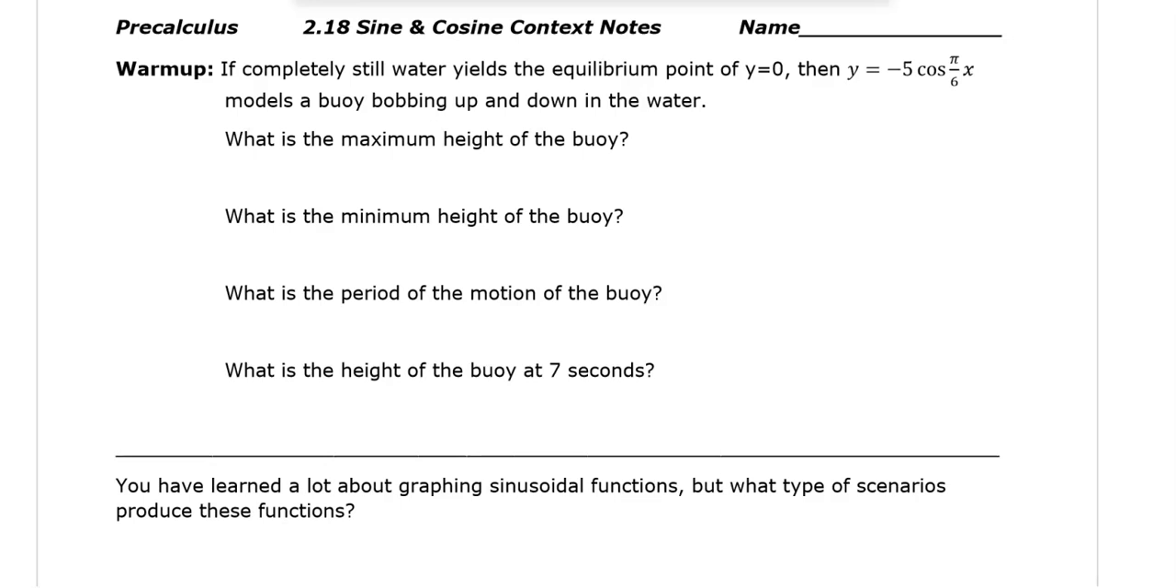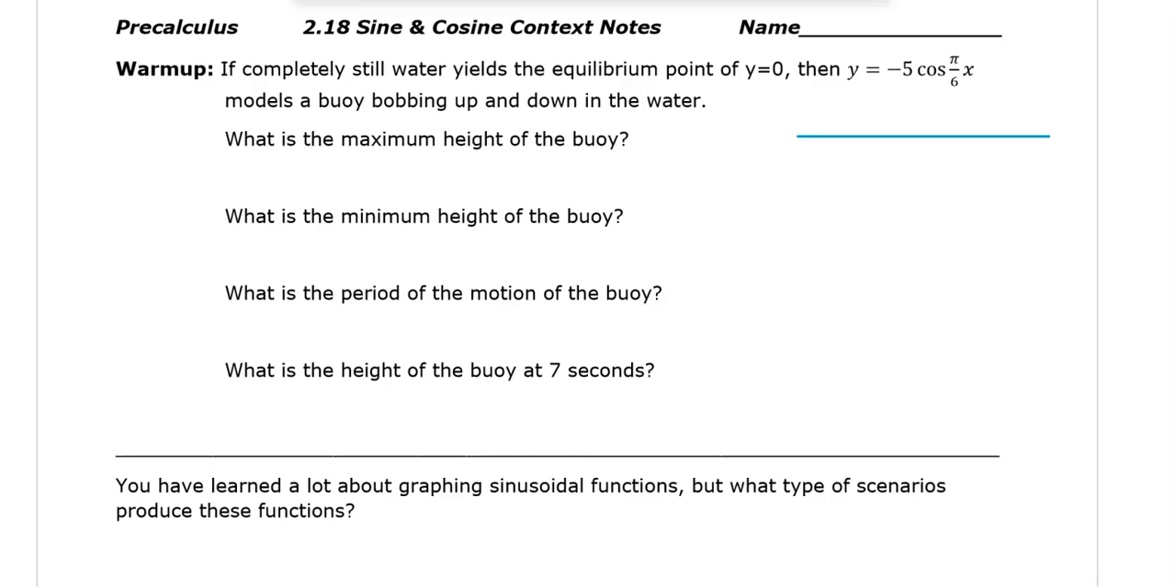If completely still water yields the equilibrium point of y equals 0, then y equals -5 cosine pi over 6x models a buoy bobbing up and down in the water. What that is saying is that completely still water would be a straight line, and it's just saying that's equilibrium, where that's going to be your baseline, your midline. Anything above and below would be equally above and equally below it.